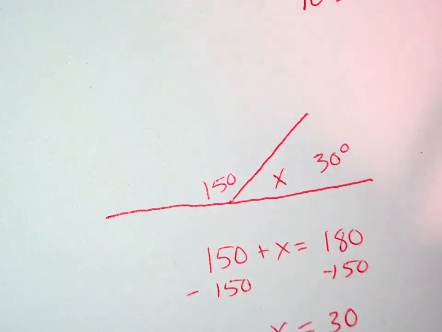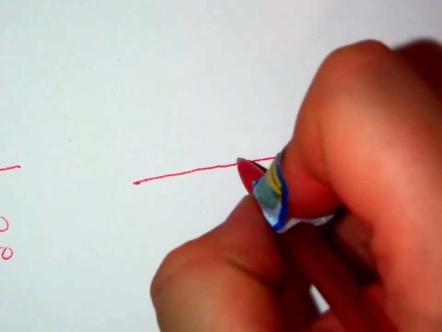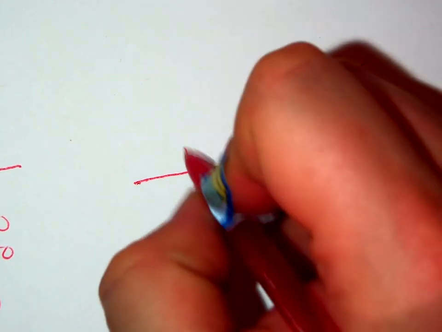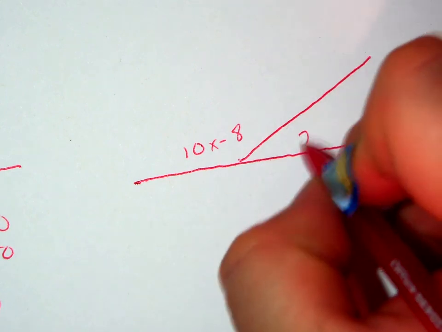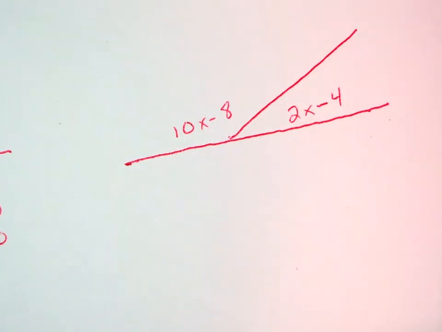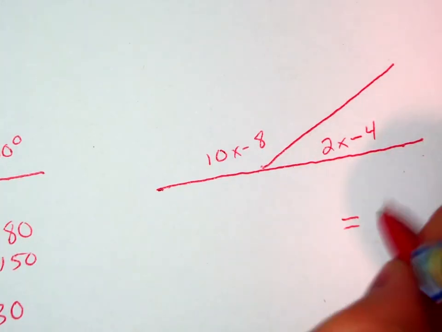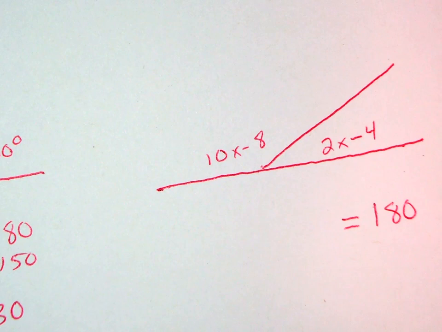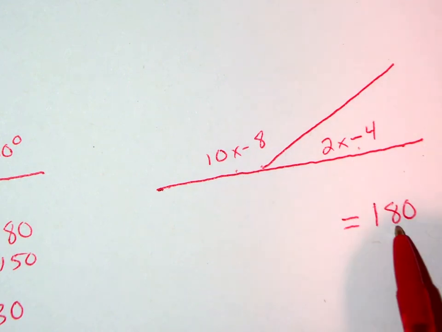The same process is happening when we add expressions into that problem. So let me show you what that looks like with our example 2. So we have an angle on the left here that is 10x minus 8, and the angle on the right is 2x minus 4. And those two angles, we already said, are going to add up to equal 180 degrees.